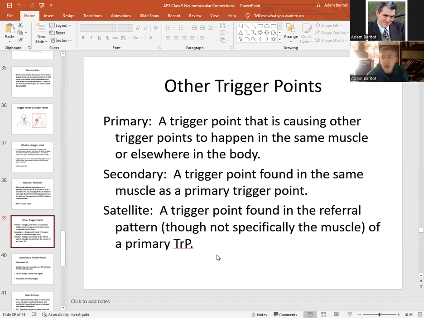Trigger points can also be distinct. They can be primary, meaning they're causing other trigger points. They can be secondary, meaning they're being caused by a primary trigger point, or they can be satellite, which means that they're being caused by a trigger point that isn't even in the same muscle. If you have a trigger point in trapezius, you can have referral patterns into your temporalis, and have trigger points in temporalis that are satellite to a trigger point in trapezius, for example.